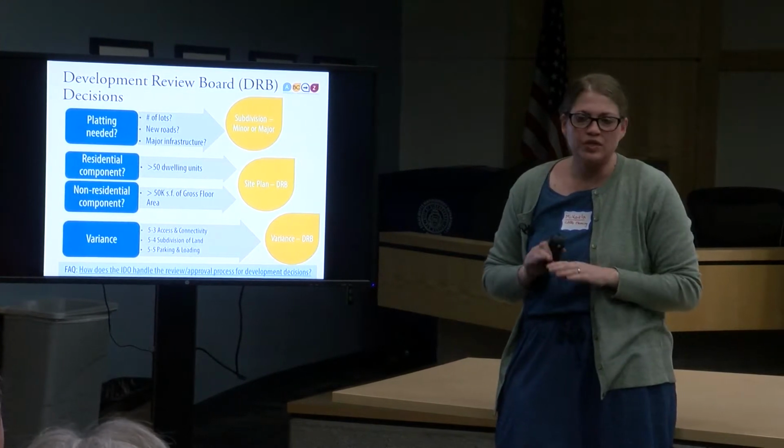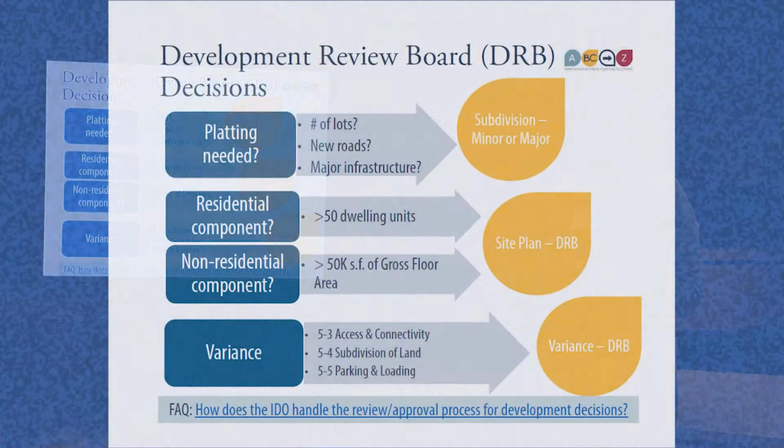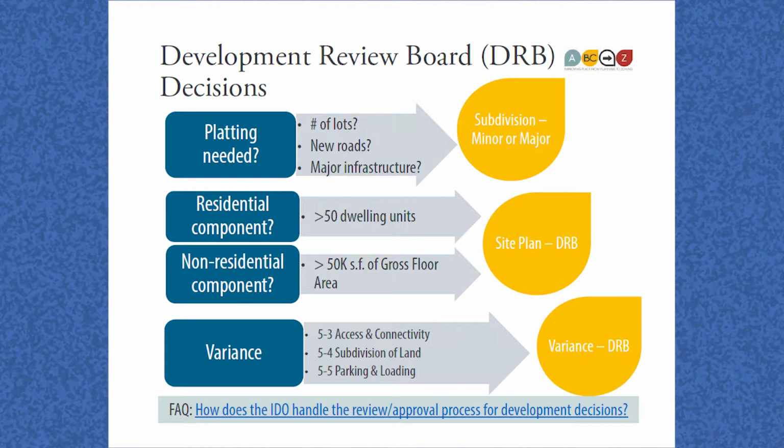Lastly, there's kind of a new role or a slightly expanded role for the Development Review Board in terms of variances. A variance is a request for an exception to some standard in the Integrated Development Ordinance. So the Development Review Board, and only the Development Review Board, has purview over variance requests associated with access and connectivity, so the street grid, right? Access and connectivity, subdivision of land, so all of those platting actions, and parking and loading. So how you lay out your parking, how you take access from the street.